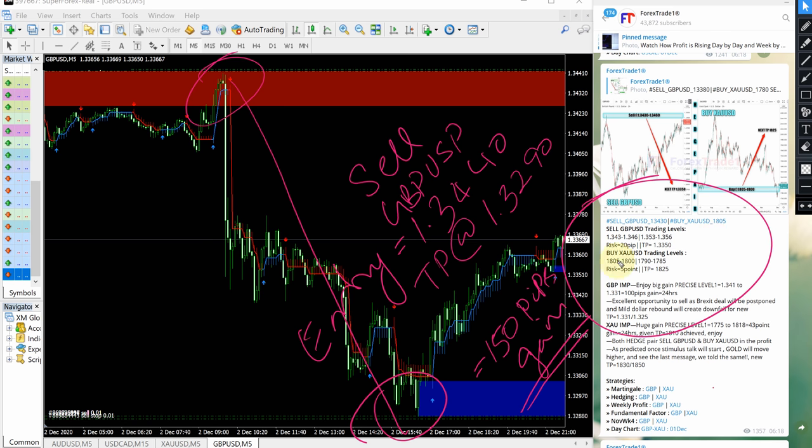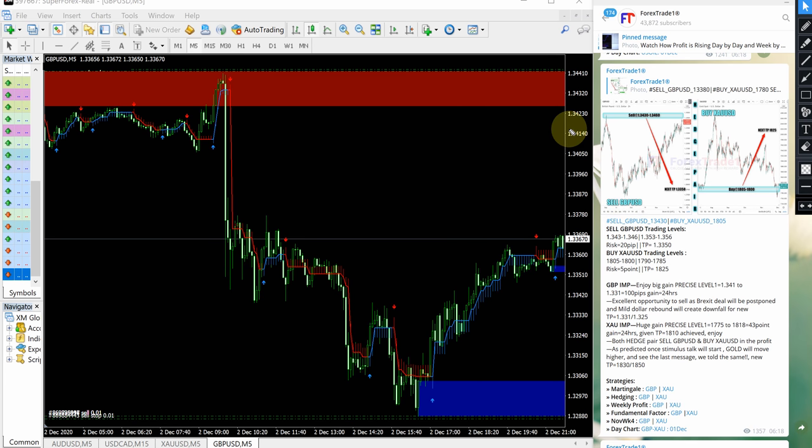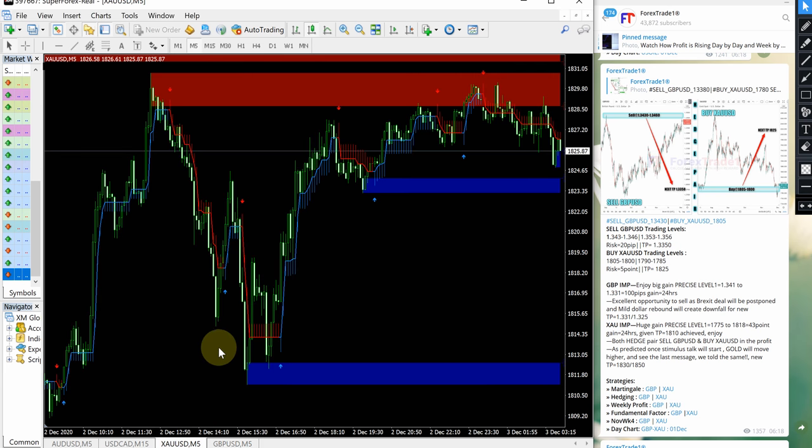And as we have given the signal, you can check the time here, 6:18 GMT time, and this is the performance. After we gave the signal, it started to perform precisely in the sell direction towards down and gave 150 pips gain. Now we will see how our XAU USD signal performed.